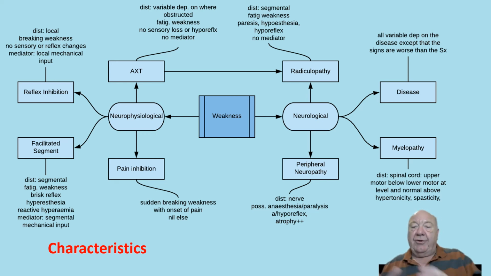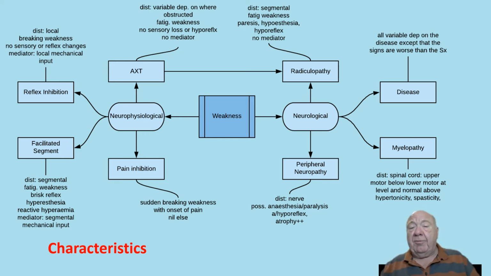Now, unlike the neurological side where moderators don't make any difference at all, here they can. Simply by repositioning, it's possible to change that weakness. By moving the nerve around, you can actually improve the flow rate through the nerve.